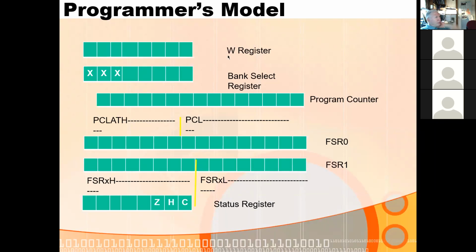You can do direct operations on a memory location as well, but you can't take two memory locations and add them together. One of those has to be first loaded in the W register. You can't OR them. One of those has to first be in the W register, and so forth. So for all intents and purposes, the W register is involved in every single mathematical operation or logical operation on this chip.